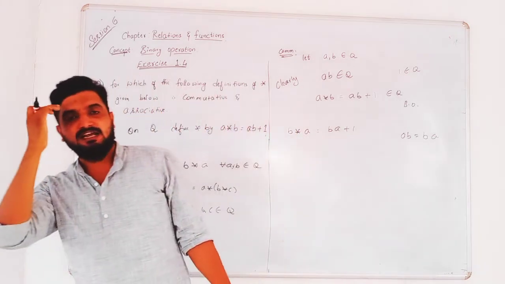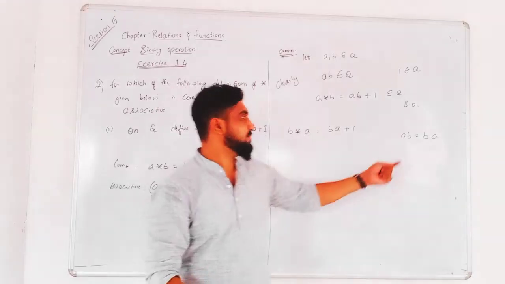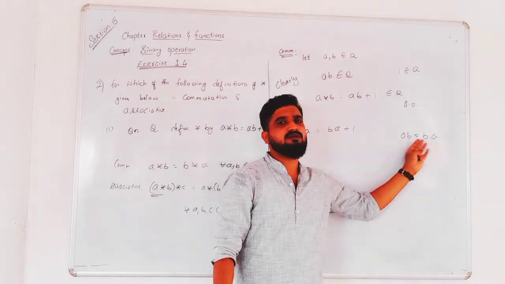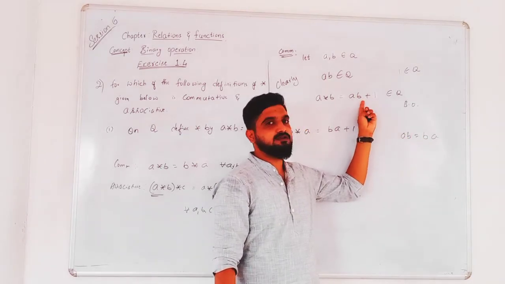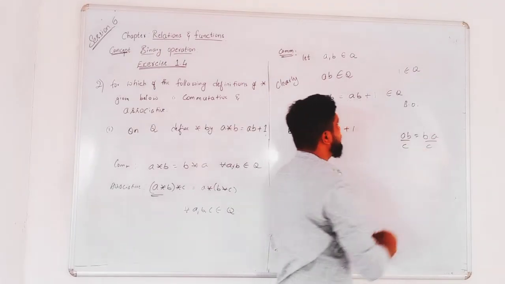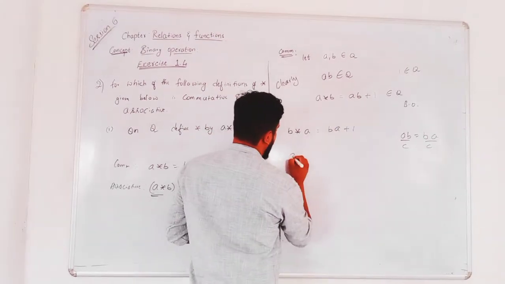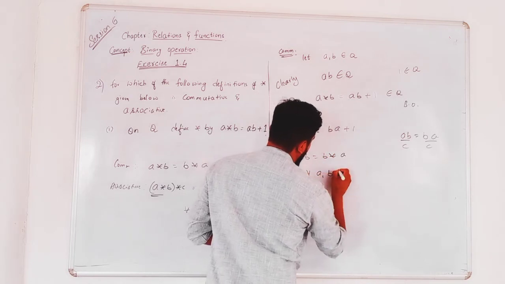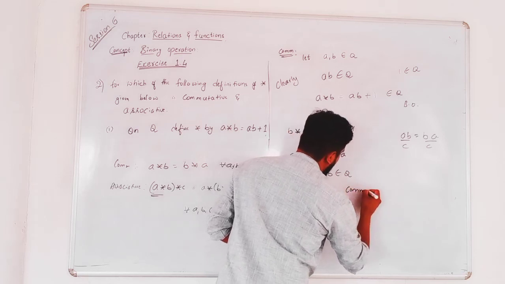If a and b are rational numbers, whatever answer a into b gives, the same answer b into a also gives. So I am adding 1 to ab. Suppose a into b is equal to c, and b into a is also c. So this is c plus 1, and this is also c plus 1. So both cases are the same. That's why a star b is equal to b star a for all a, b belonging to rationals. That's why this star is commutative.